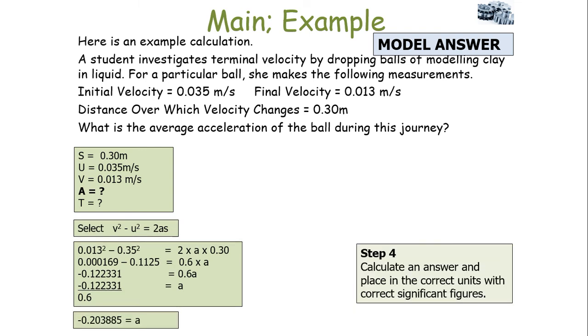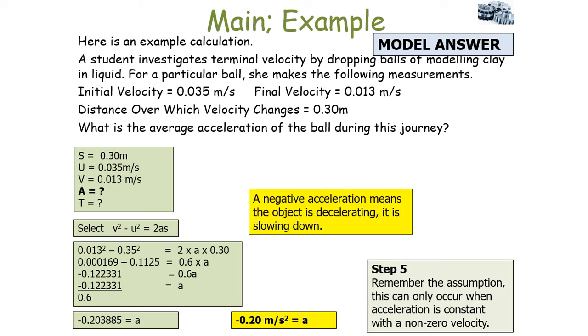You then calculate your answer, placing the correct units with the correct significant figures. So we take that number on the screen, we go, right, the numbers given in the question are two significant figures in each one, 3, 5, 1, 3, 3, 0. Remember, we start counting our sig figs with the first non-zero number given in the question, and then we put the right units on, meters per second squared.